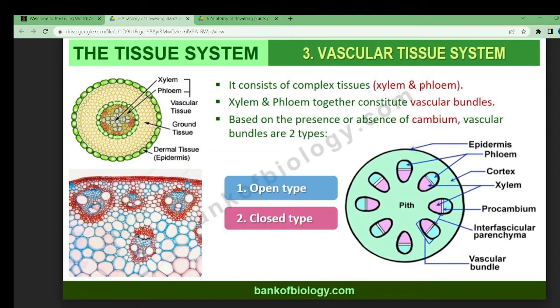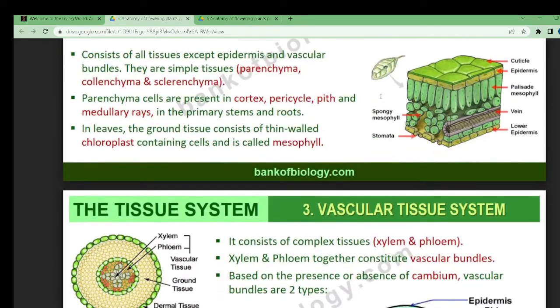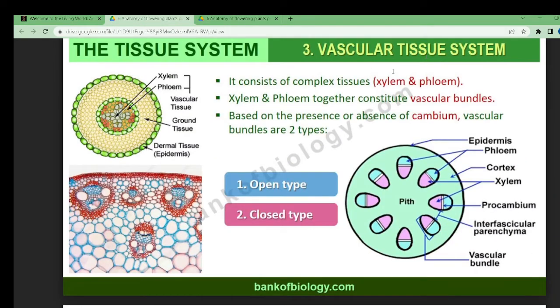Now the vascular tissue system consists of complex tissue. This is the ground tissue system that we have studied. Now we'll study the vascular tissue system. It contains complex tissues like xylem and phloem. We already learned this. Xylem and phloem are made up of multiple cells, and together they form the vascular bundle. It is present in the center. It also has primary phloem and primary xylem, and secondary phloem and secondary xylem.